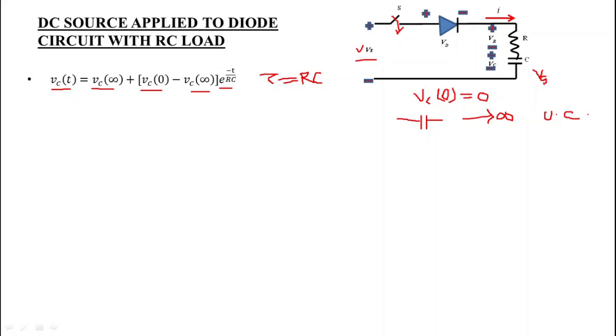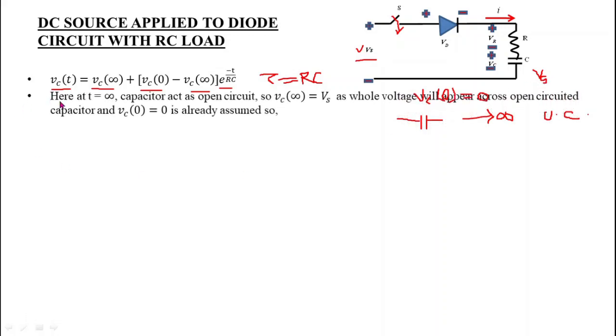So we simply put in this equation that Vc(infinity) is nothing but Vs, and Vc(0) is equal to 0. In this way we get Vc(t) is equal to Vs times (1 minus e to the power minus t by RC).